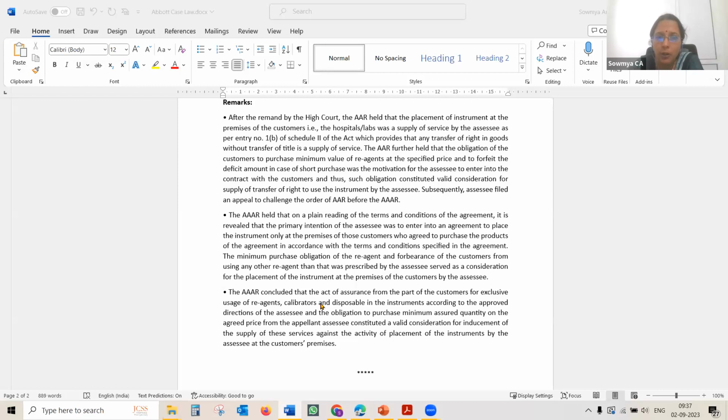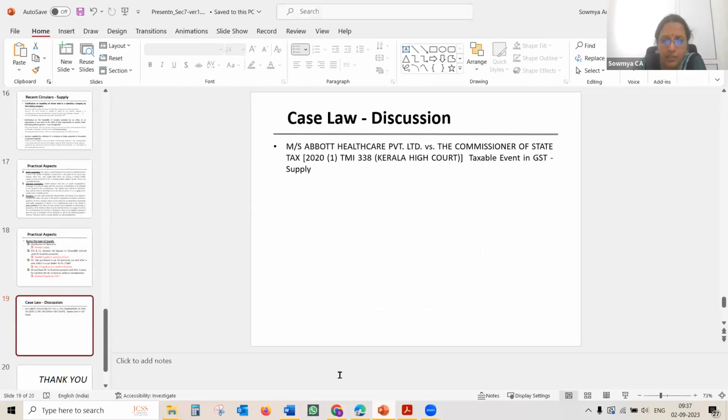I took up this case just to highlight the amount of complexity that one can have with one simple transaction. So this is where I want to conclude my session with this case law. And then we can now take up any questions, any feedback, all those things. Yeah, now I open it to everyone.